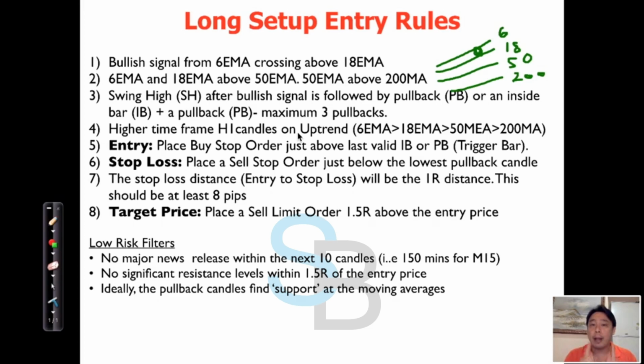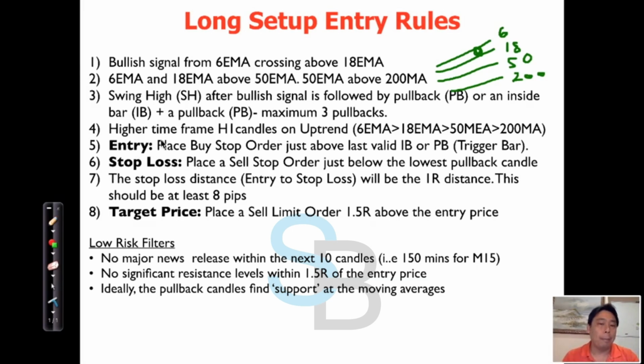So the 15-minute candles are on an uptrend, signal a swing high and pullback. We then have to look at the H1 candles, the hourly candles, to ensure the hourly candles are also on an uptrend. So the hourly candles must also show the same sequence, 6 above 18, above 50, above 200. Really important. Once we have that set up, we will place our entry order.